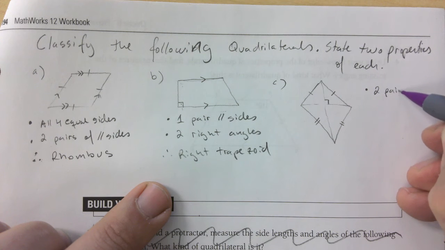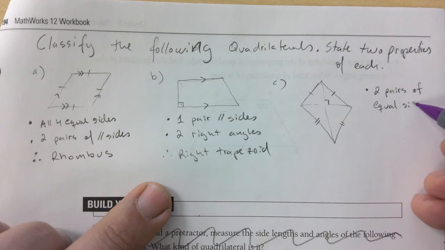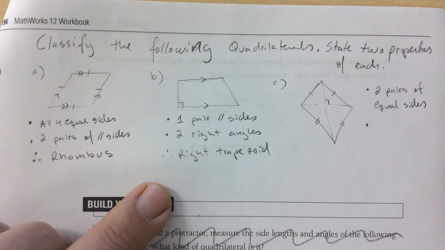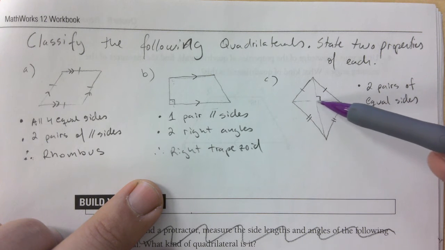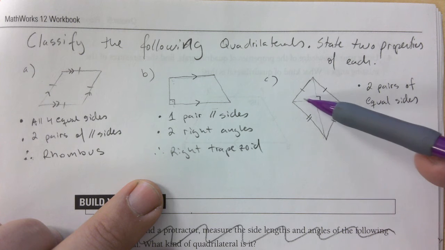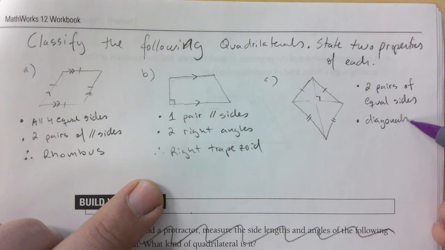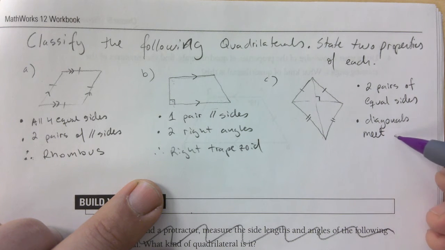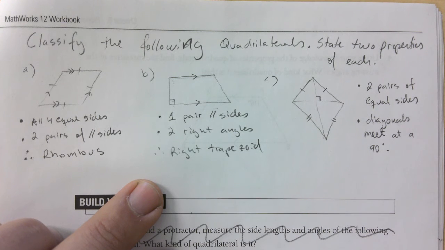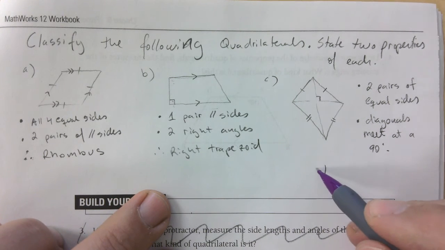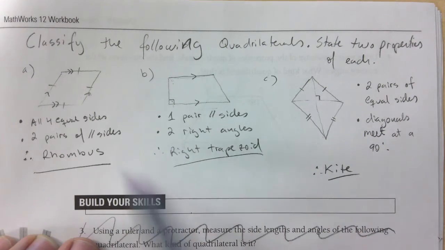Okay. Next, you have 2 pairs of equal sides. And I'm basically just reading off of the diagram. What do we call the lines that go across from one corner to another? We call those diagonals, right? Diagonals meet at a 90. They meet at a 90. So this is a kite. Therefore, kite.